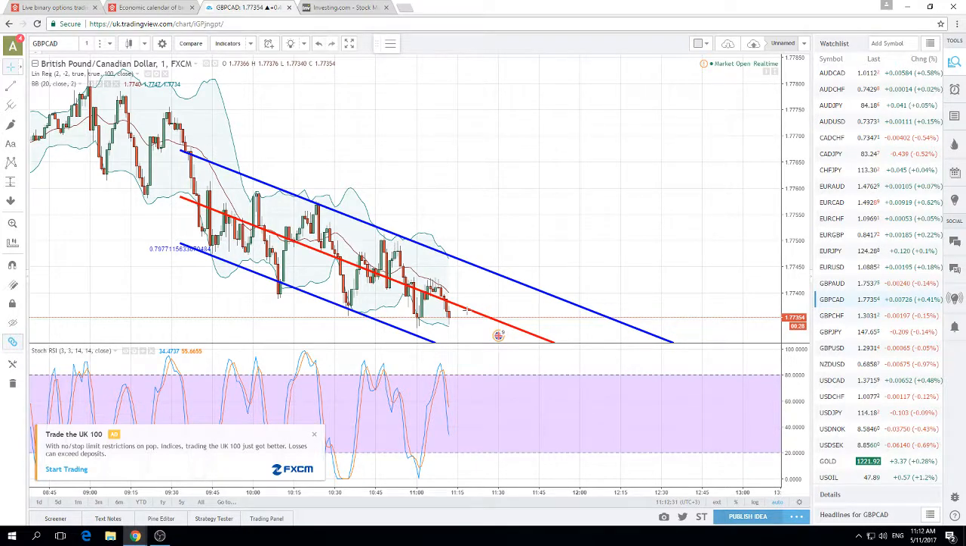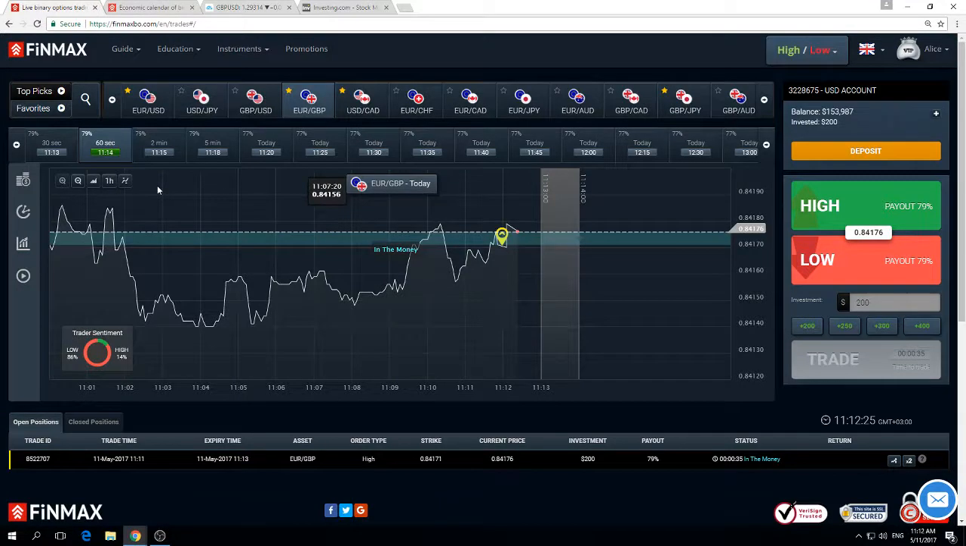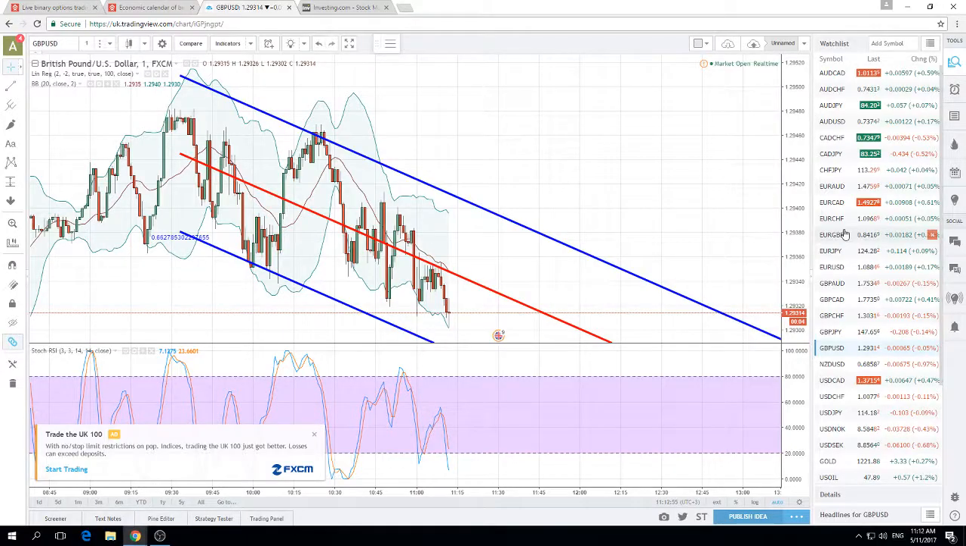The British pound is pretty unstable currently in front of the event that we will have soon. So you see it jumps up and down. But still we have pretty good chances that the trade expires in the money. Oh well. Let's enter for the covering of this trade.